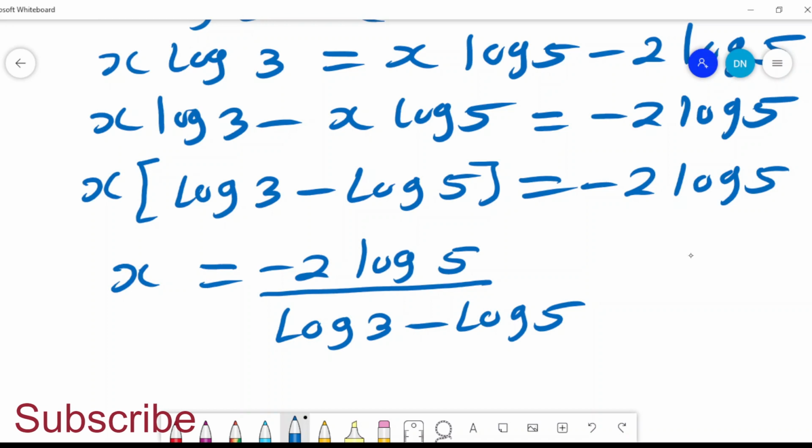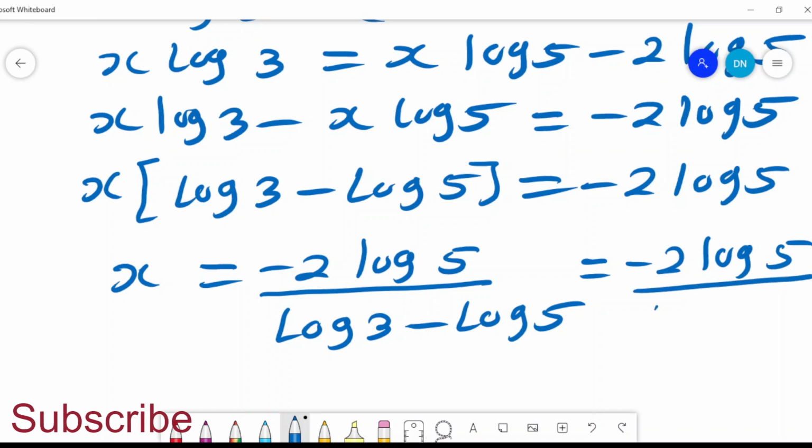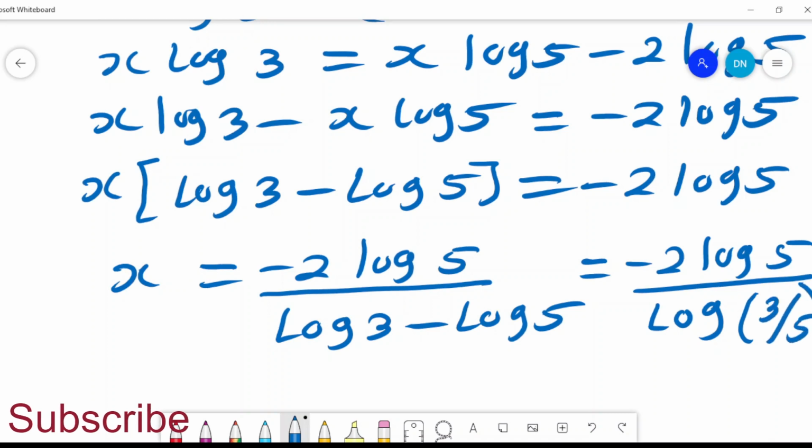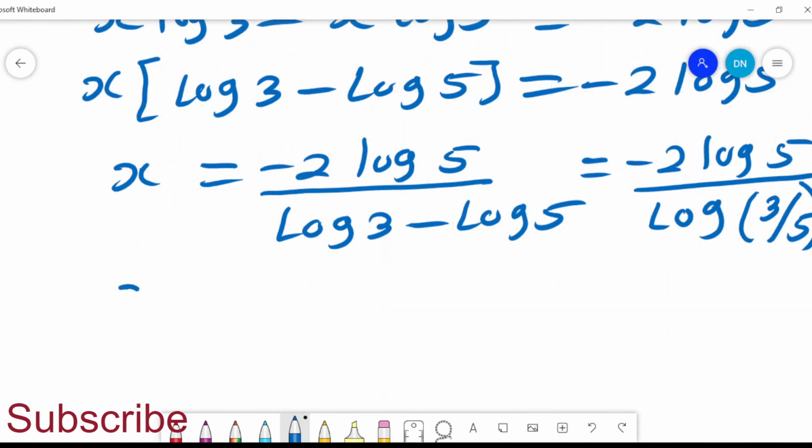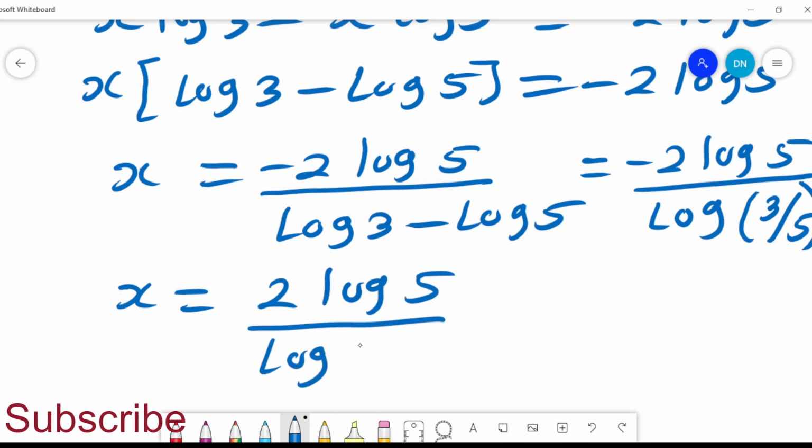And this I can write as negative 2 log of 5 divided by log of 3 over 5. And again, this can be expressed as 2 log of 5 divided by log of 5 over 3. I'm going to explain how that comes about.